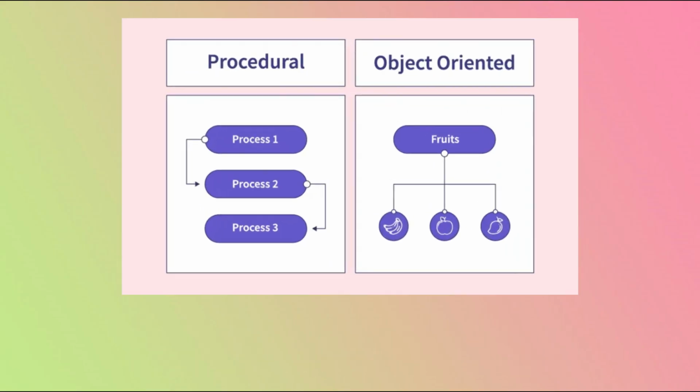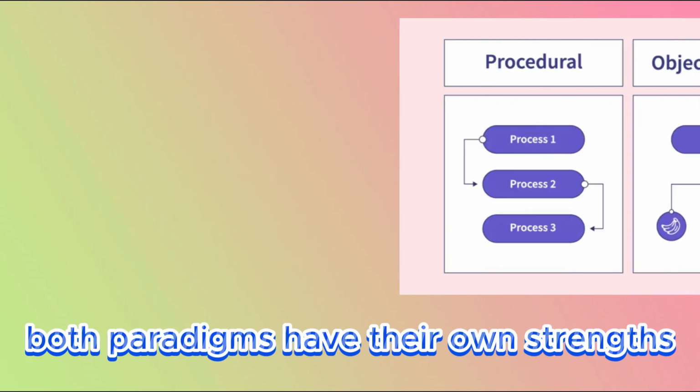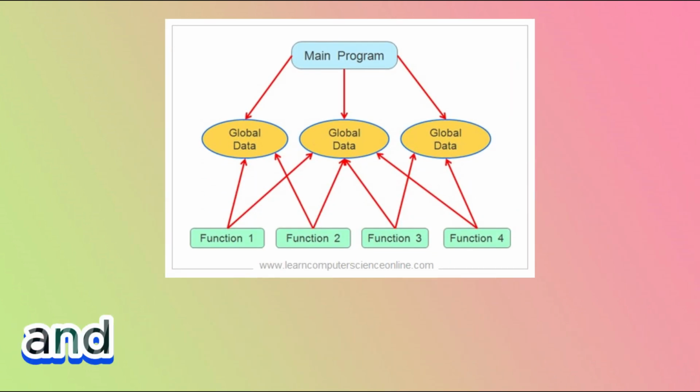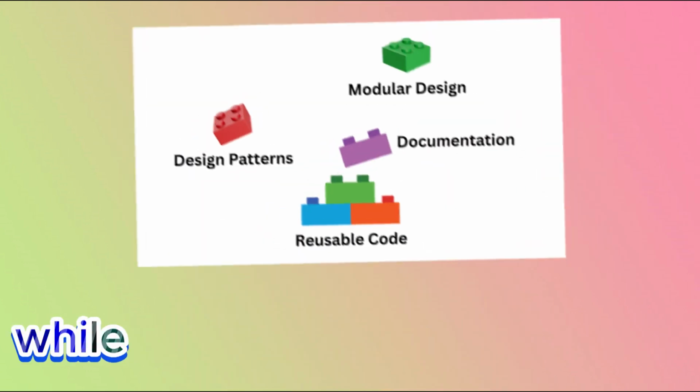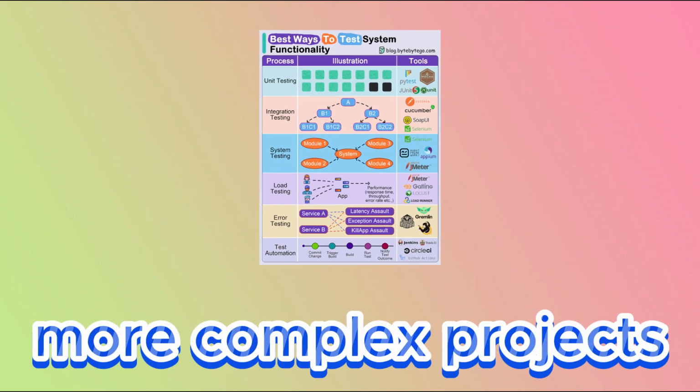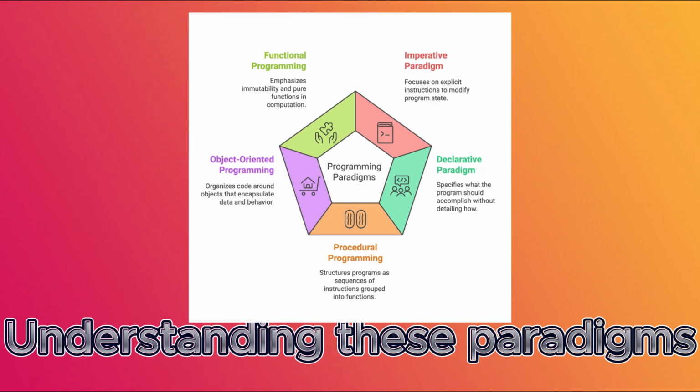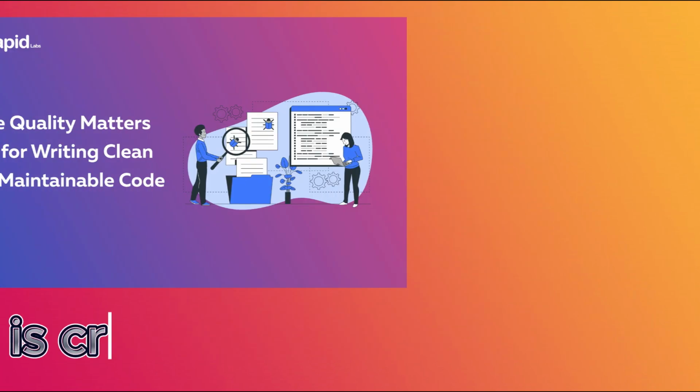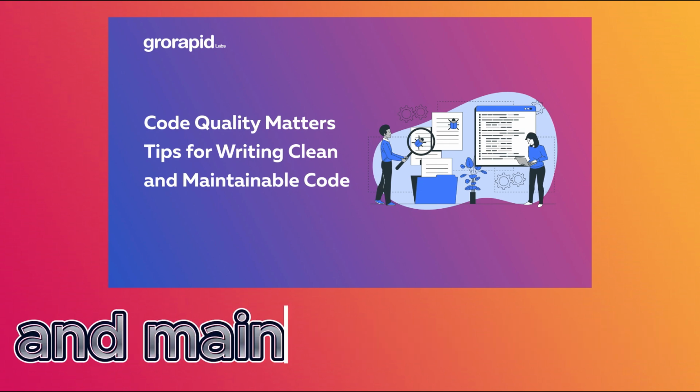As you can see, both paradigms have their own strengths. Procedural programming is simple and efficient for linear tasks, while OOP provides modularity and reusability for larger, more complex projects. Understanding these paradigms and knowing when to use each one is crucial for writing effective and maintainable code.